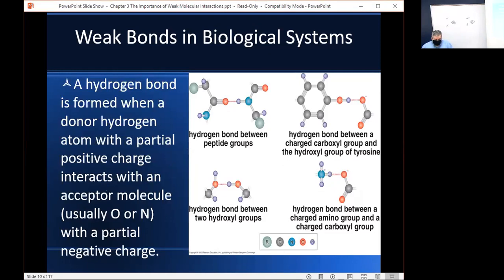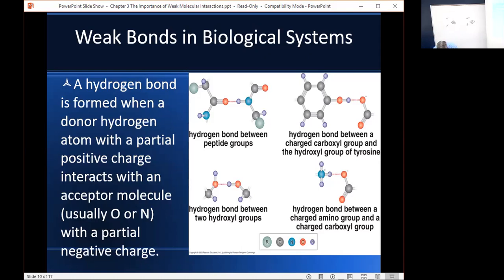Okay, hydrogen bonding, we already talked about. A hydrogen bond is formed when a donor hydrogen atom with a partial positive charge interacts with an acceptor molecule, usually oxygen or nitrogen, with a partial negative charge. So here are some more examples.